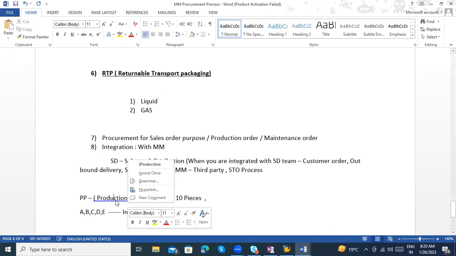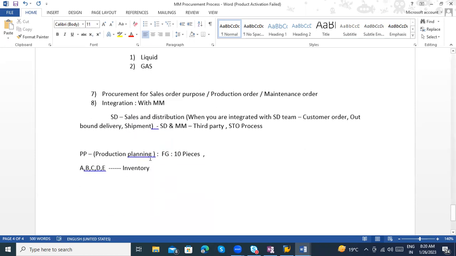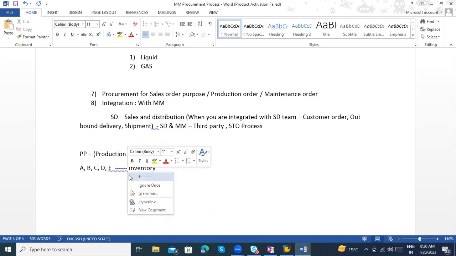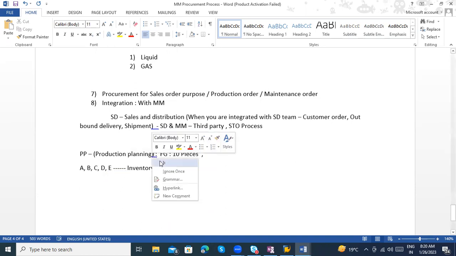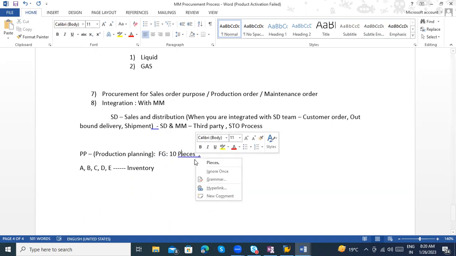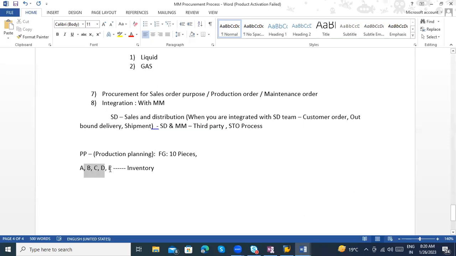For procuring the components, MPP and MM are integrated. What exactly is required for this FG product, the production team is aware of that. Once the components are listed by the production team, then we plan the procurement. So this is the PP and MM integration.